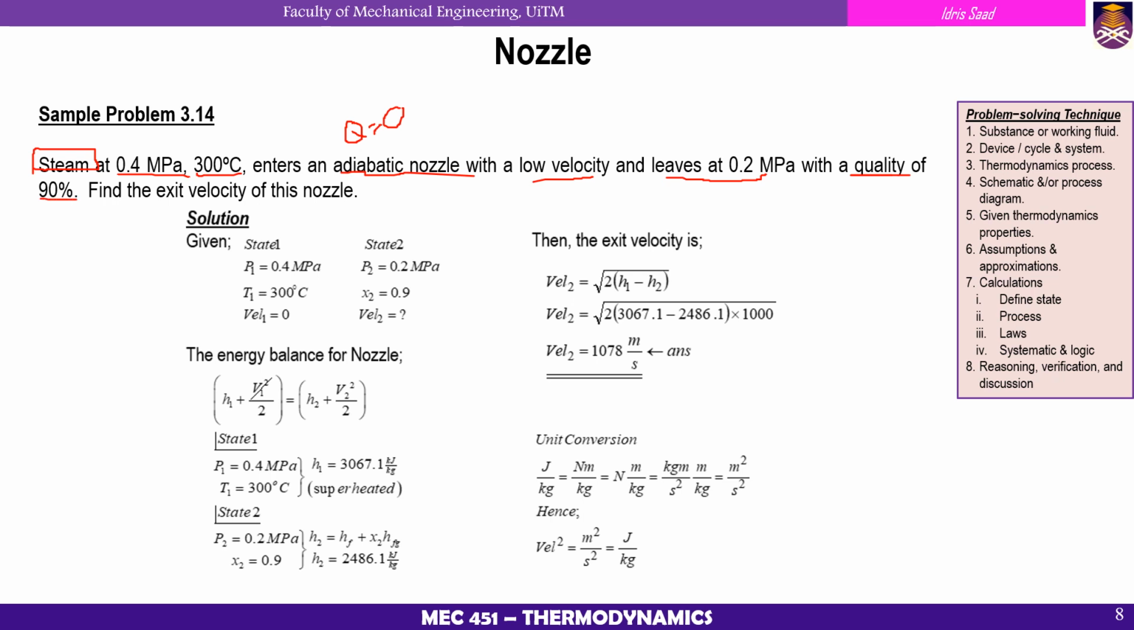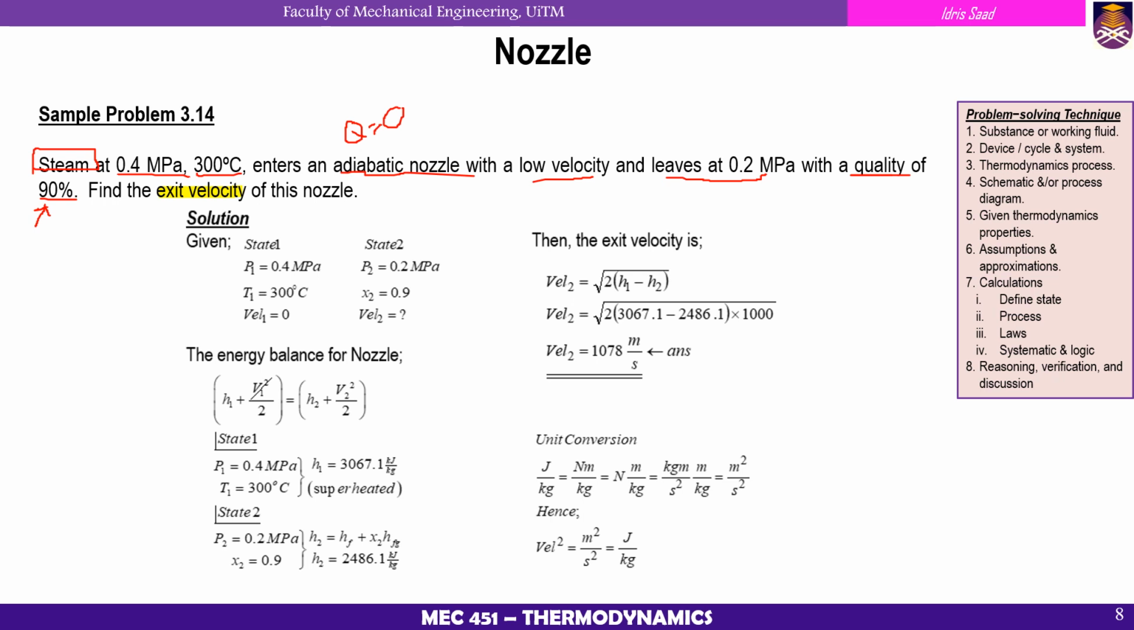What we understand here is that leave means state number 2 with a quality of 90%. 90% quality means the steam is in the mixture region, so x2 is equal to 0.9. The question asks us to find the exit velocity of the nozzle.